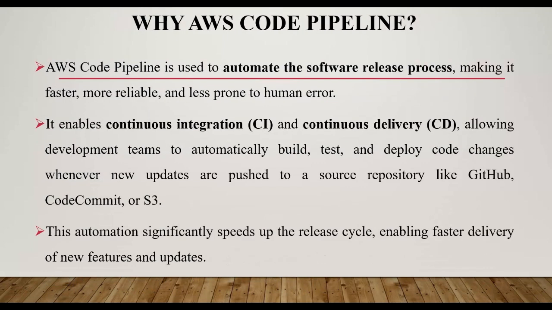The next is why we use AWS CodePipeline. AWS CodePipeline is used to automate the software release process, making it faster, more reliable, and less prone to human error. It enables continuous integration and continuous delivery, allowing development teams to automatically build, test, and deploy code changes whenever new updates are pushed to a source repository like GitHub, CodeCommit, or S3. This automation significantly speeds up the release cycle, enabling faster delivery of new features and updates.